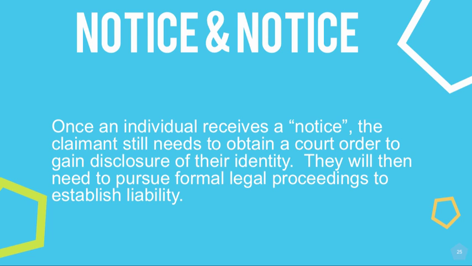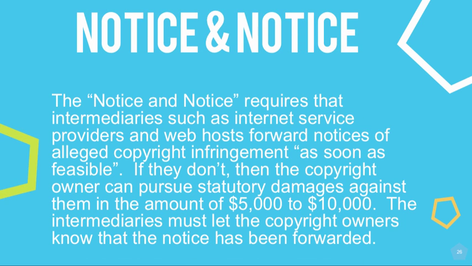So once an individual receives a notice, the claimant still needs to obtain a court order to gain disclosure of their identity. They will then need to pursue formal legal proceedings to establish liability. So the notice and notice requires that intermediaries such as internet service providers and web hosts forward the notices of alleged copyright infringement as soon as feasible. If they don't, then the copyright owner can pursue statutory damages against them in the amount of $5,000 to $10,000. The intermediaries must let the copyright owners know that the notice has been forwarded.